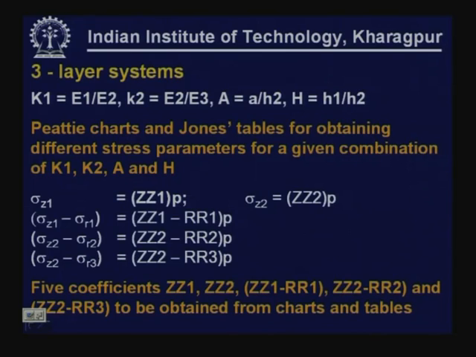We can see the expressions. Sigma Z1 is given as a function of P multiplied by a parameter ZZ1. ZZ1 is what we have to find out from the charts. Similarly, sigma Z2, the vertical stress at the second interface, is given by ZZ2 into P. Similarly, sigma Z1 minus sigma R1 is given as a function of another parameter ZZ1 minus RR1 and so on. Basically, we have to find out these parameters for a given pavement configuration from the charts and tables.